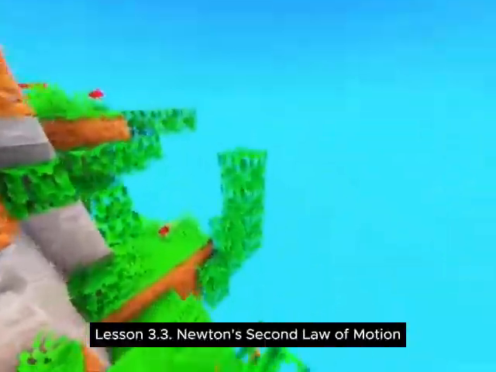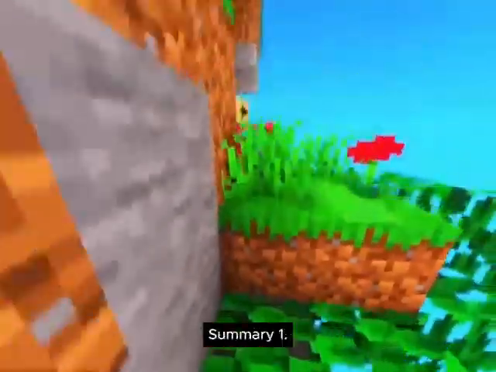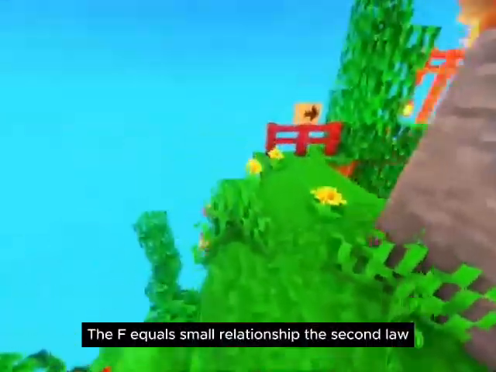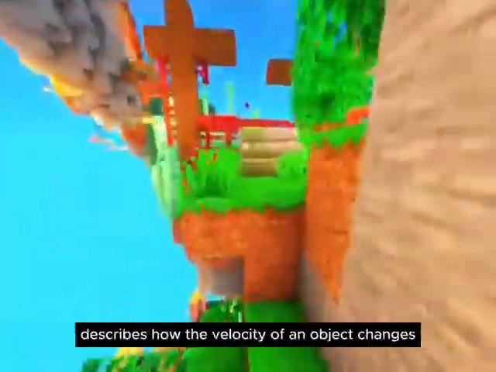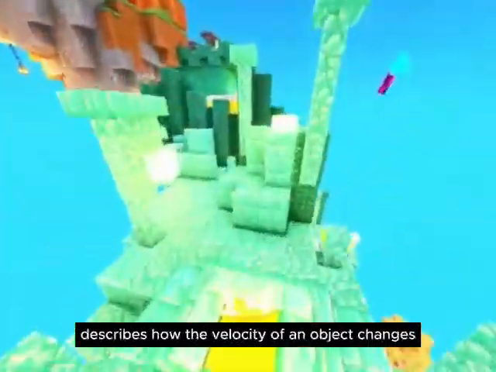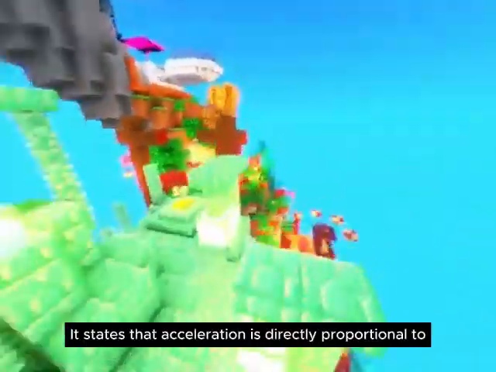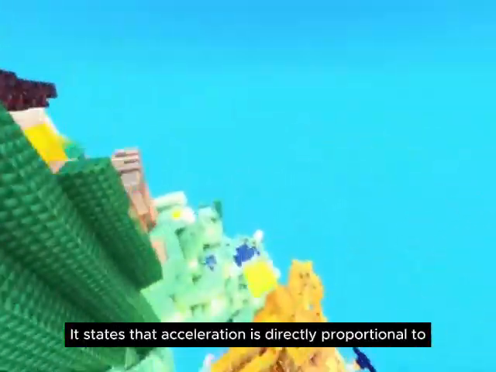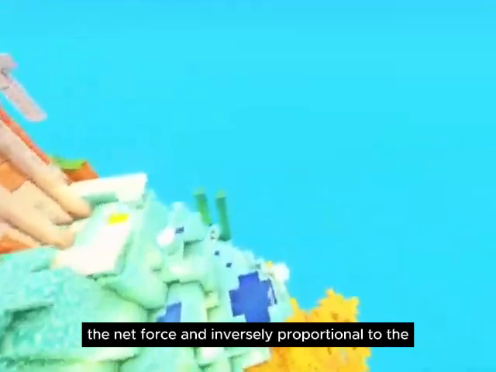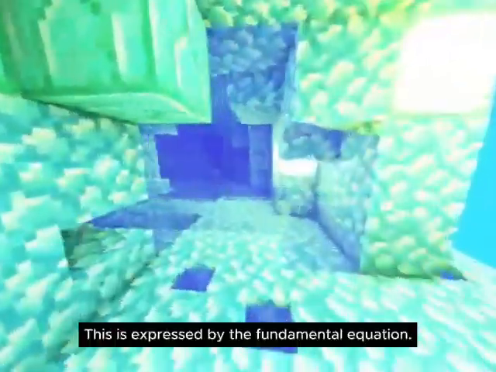Lesson 3.3, Newton's second law of motion. Summary 1. The F equals ma relationship. The second law describes how the velocity of an object changes when a net force is applied. It states that acceleration is directly proportional to the net force and inversely proportional to the mass. This is expressed by the fundamental equation, F net equals ma.